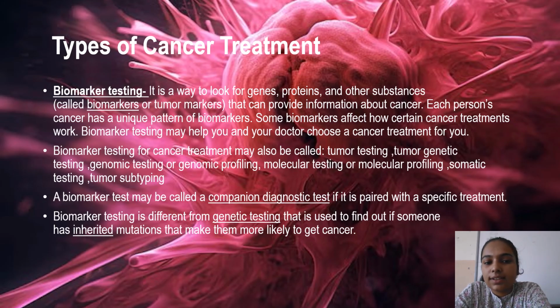Biomarker testing for cancer treatment may also be called tumor testing, tumor genetic testing, genomic testing or genomic profiling, molecular testing or molecular profiling, somatic testing or tumor subtyping. A biomarker test may be called a companion diagnostic test if it is paired with a specific treatment, and biomarker testing is different from genetic testing that is used to find out if someone has inherited mutations that make them more likely to get cancer.